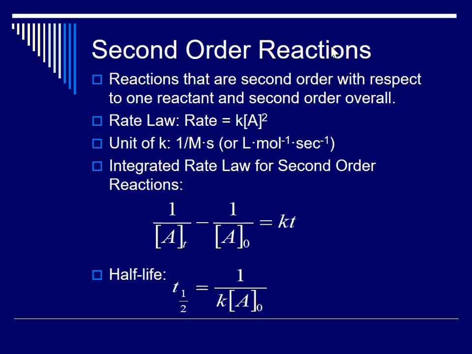Remember, a second order is rate equals k[A] squared, because you sum up the exponents to figure out the overall order. Its units are a little different. Its units are 1 per molar per second, or molar inverse second inverse.